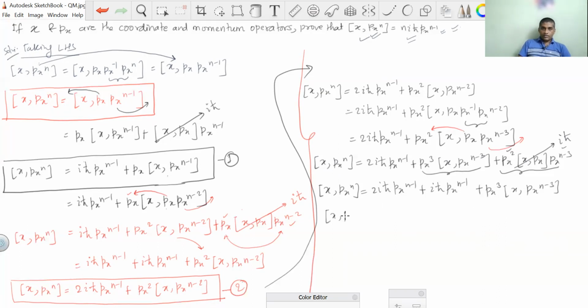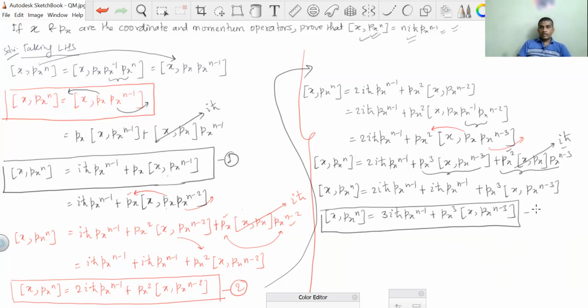So we have this. So we can proceed in this way further. We have equation 1, equation 2, equation 3. Now let us do some rough work.